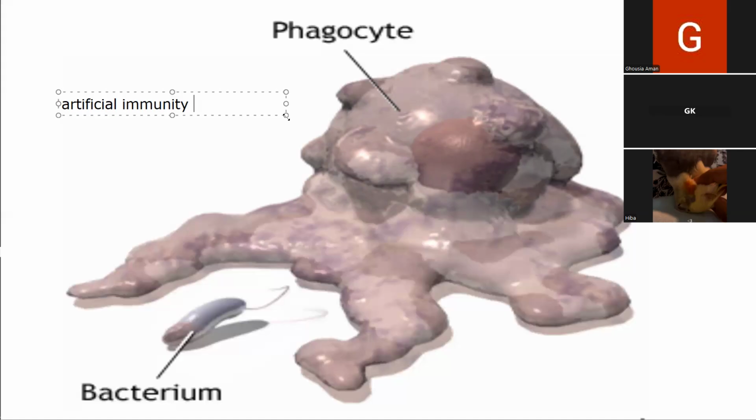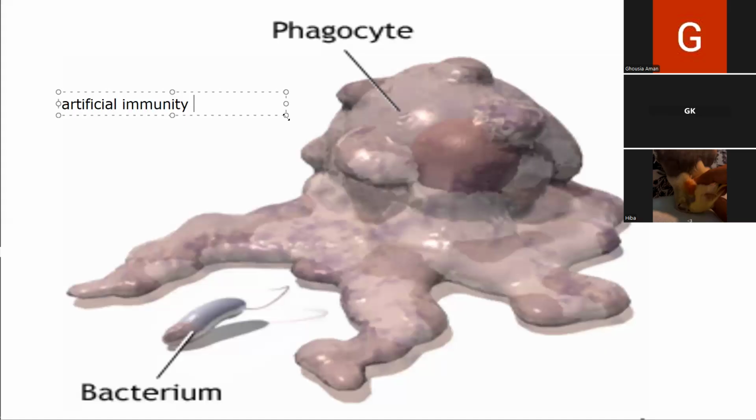So, for example, after I recovered from COVID, my lymphocytes by that time had produced lots of antibodies in my blood plasma. So when I recovered, my blood plasma was full of antibodies against the COVID virus.